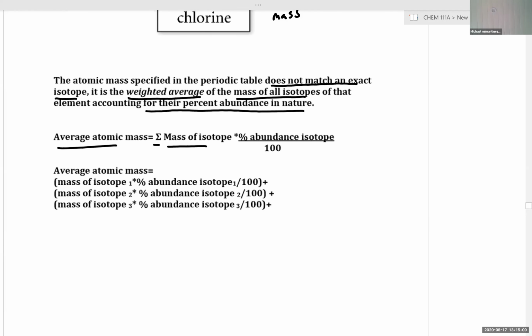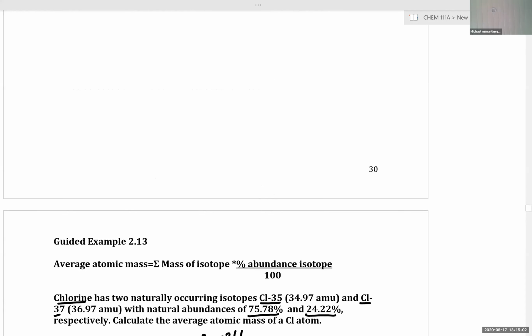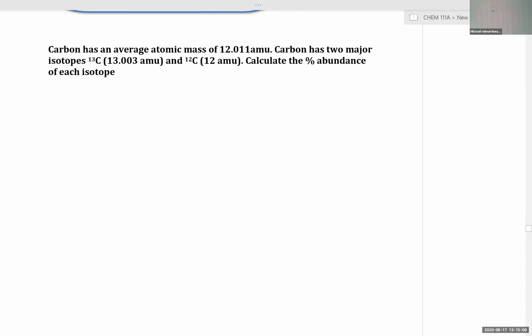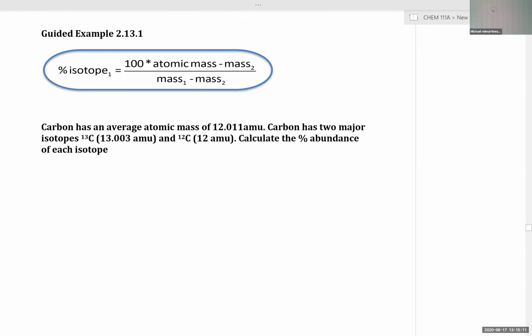So, oops, one moment. Let me set to the example. Give it 1 second. Okay, so let's take a look.